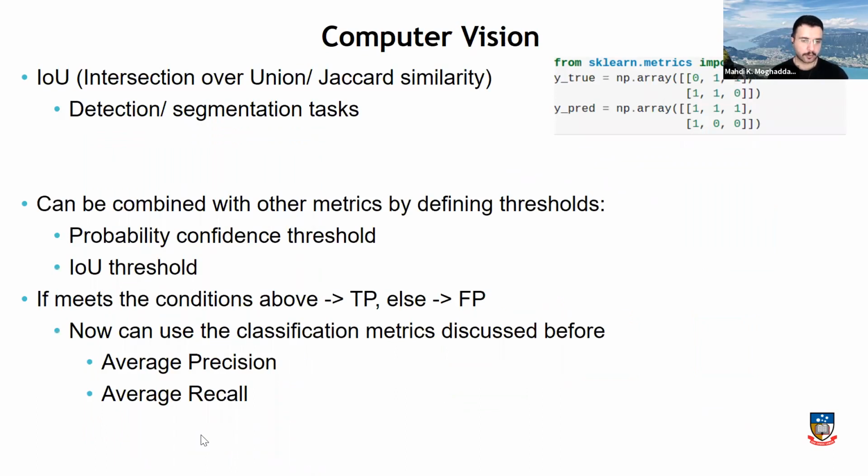You want to make sure that your model gives maximum confidence to that specific class, because of course you might have multiple classes, whether you're doing segmentation or object detection.